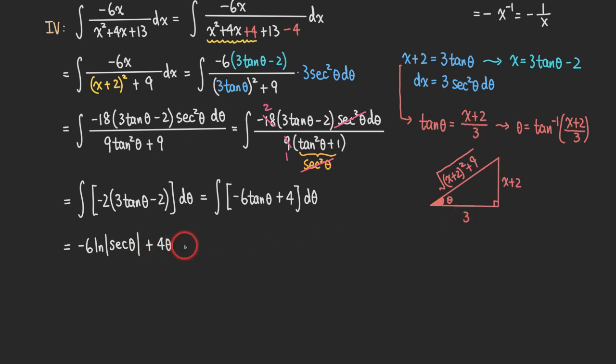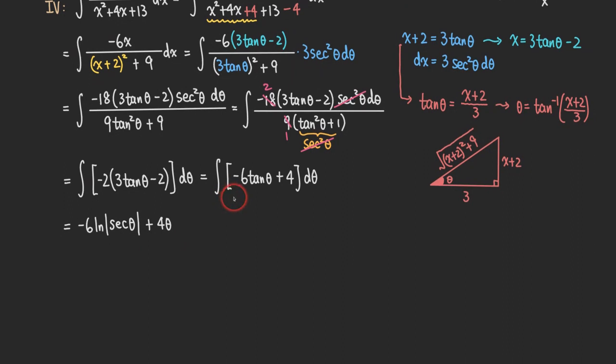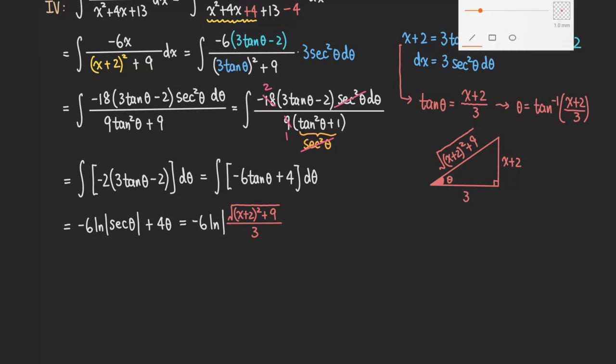So now we are ready to switch this. So what do we get here? -6 ln of absolute value of secant theta. Secant is what? Hypotenuse over the adjacent. So you're just going to get this radical over the 3. So you're going to get the square root of x plus 2 squared plus 9, and then all over the 3. Right? So you get that fraction. And then I do believe that I need a longer bar for the absolute value.